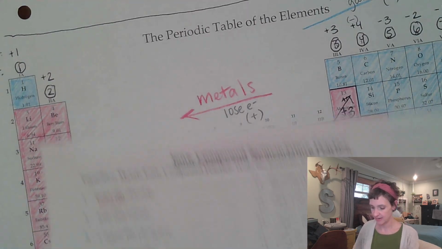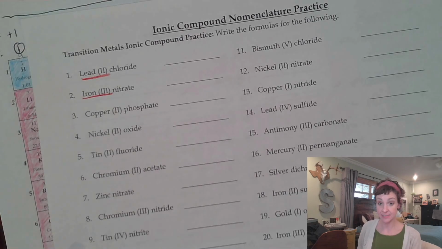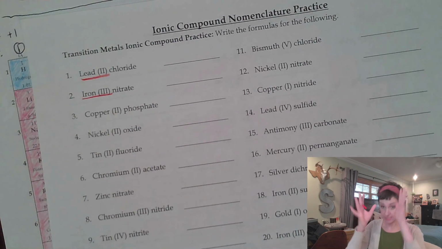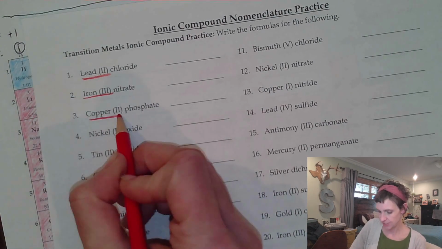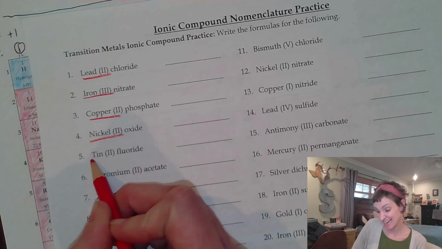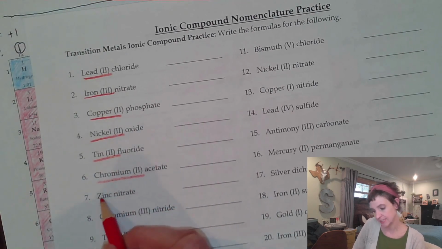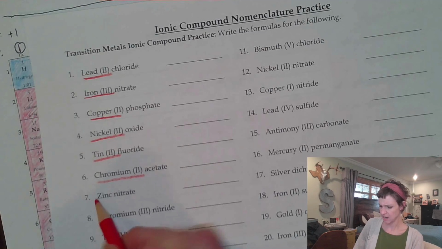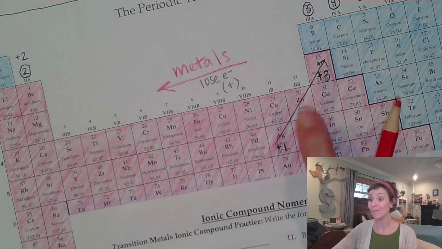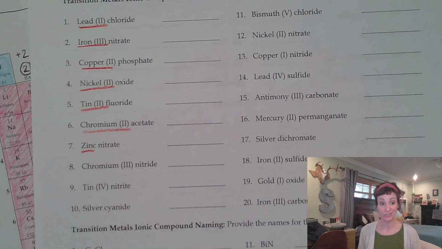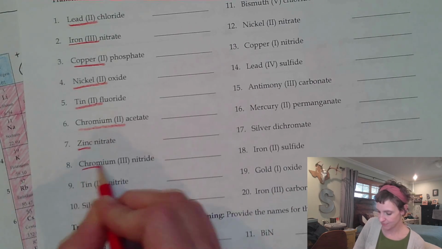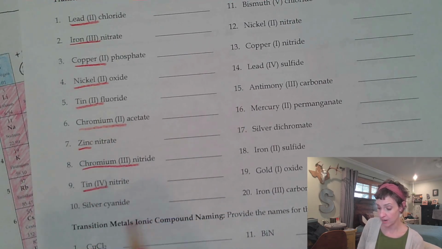Iron 3. Yep, iron's right there. The only reason he has this 3 is because I need to let you know what that charge is. He's not in group 1 or 2 and not silver, zinc, or aluminum. Copper 2, nickel 2, tin 2, chromium 2, zinc. You're like, why does zinc not have something fun for me? Well, zinc always has a +2 charge. This is very interesting. When you see zinc, I'm going to assume that you know he's got a +2 charge. Chromium 3, yep. Tin 4, yep.